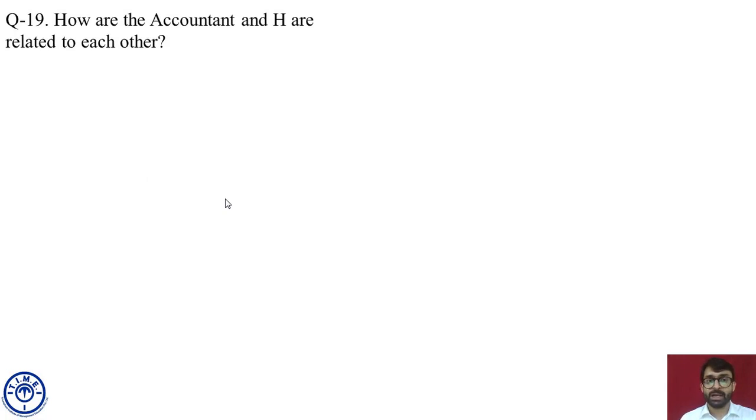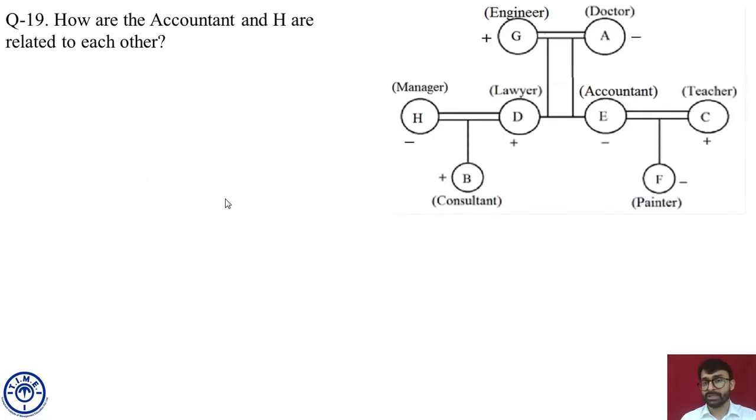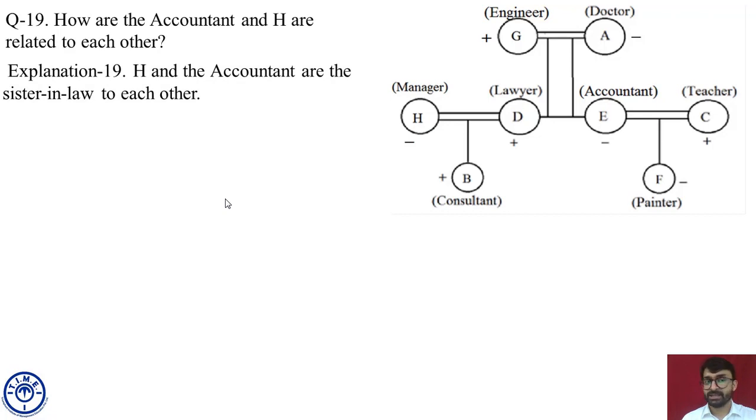Next question. How are the accountant and H related to each other? Accountant is E and H is manager. They are in the same generation. H is the wife of E's brother. That means they are sisters-in-law. Fine. Okay.